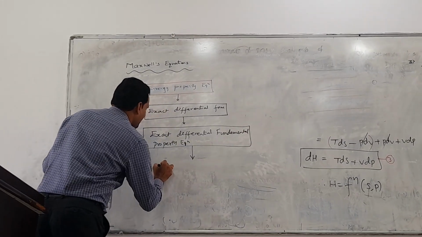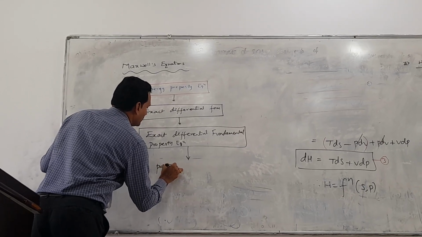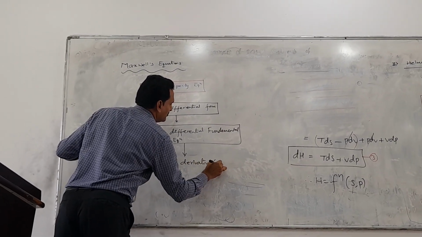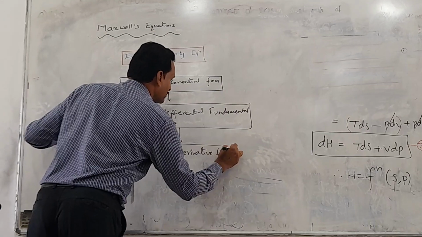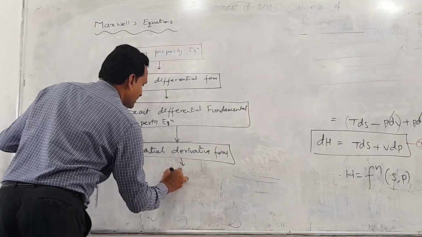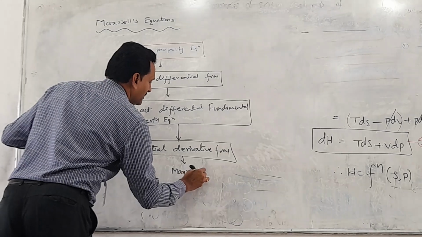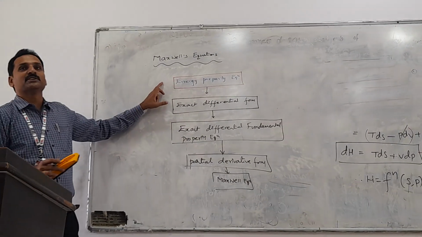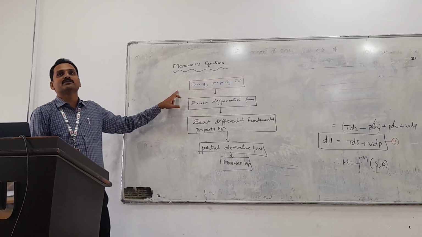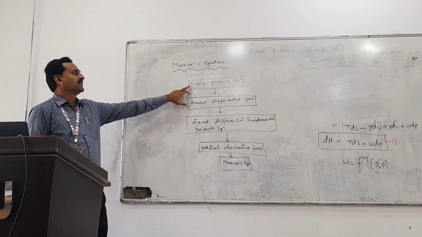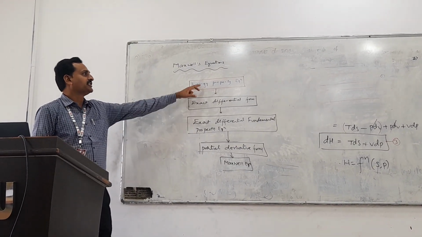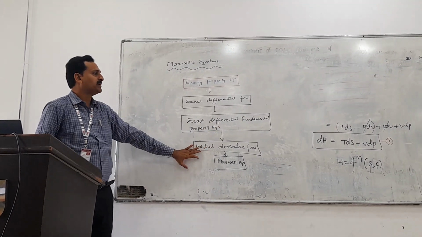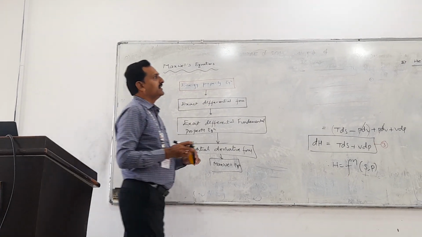Then the partial derivative form. The partial derivative form is called the Maxwell equation. These are the four steps involved in the derivation of Maxwell equations: the energy property equation, the exact differential form of the energy property equation, the exact differential fundamental property equation, then the partial derivative form, and the Maxwell equation.